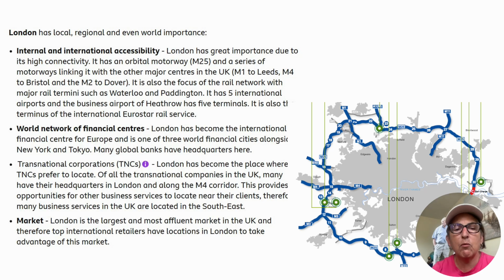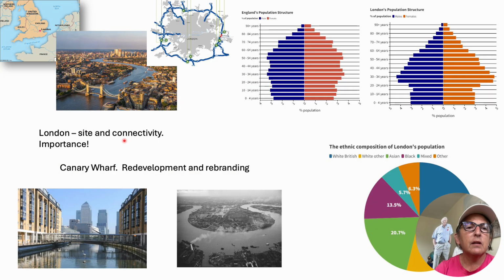Okay, so that will give you a bit of an idea. That'll be a 2 marker or a 1 marker on London's regional or global importance. Pause me here and you can make some notes on that if you want to. So to summarise, London's site, its connectivity and its importance, all up there.